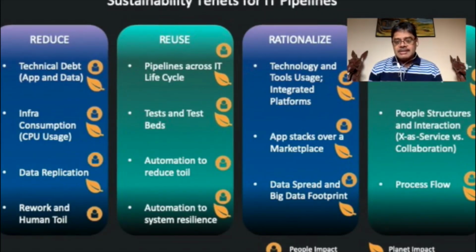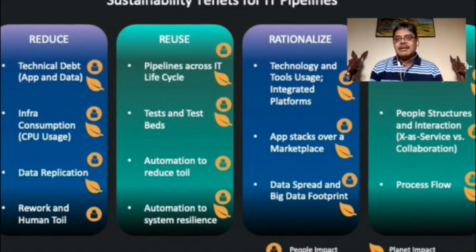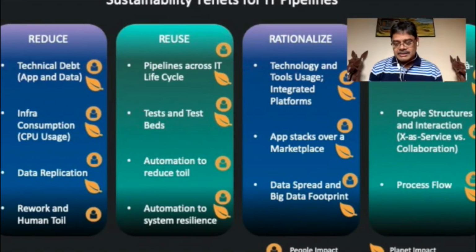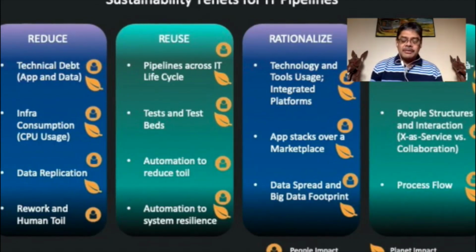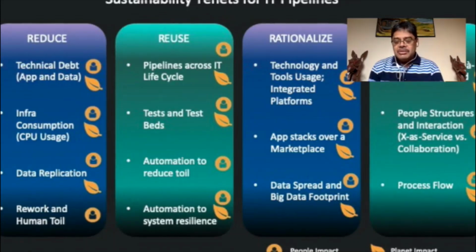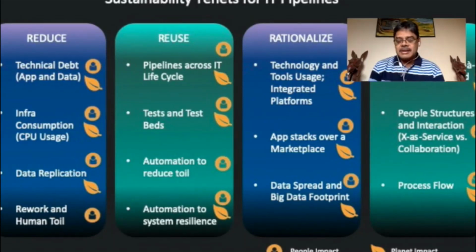The third one is data spread and big data footprint. So how are you rationalizing the spread of data, the volume of data that you are processing today? Can you do something about it? What about the digital or the big data footprint in the digital world? There is a lot of sensor based data, a lot of noise that comes in. How do you rationalize that? How do you rationalize what you need and not use what you don't need? How do you dispose of that? So that is about rationalizing the data spread and the big data footprint.